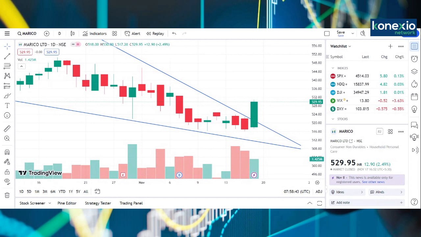So again, I would like to repeat the levels. Long-term investors, short-term investors, swing traders can buy the stock on dips to 522 for an upside target of 563 in the short to medium term. The short to medium term would be a time horizon of maybe around 3 to 4 months, because this is a defensive stock. It will move slowly and gradually on the upside. So one needs to keep patience. But at this level, the stock seems to be positive.